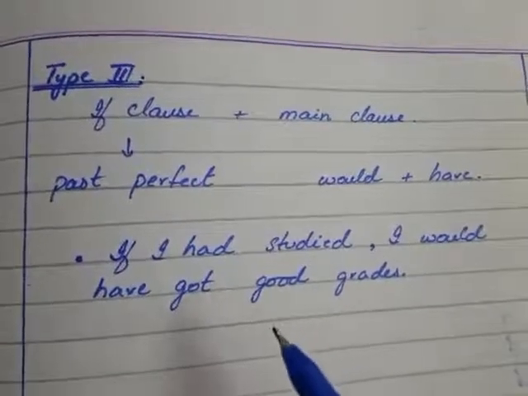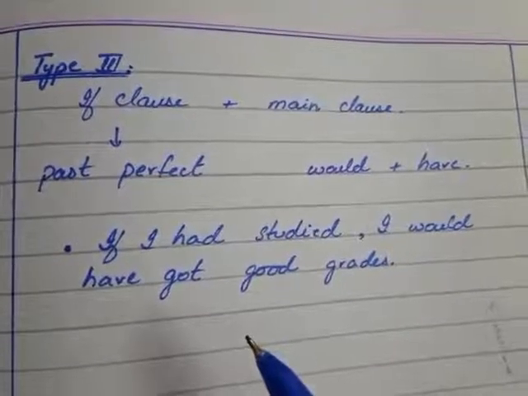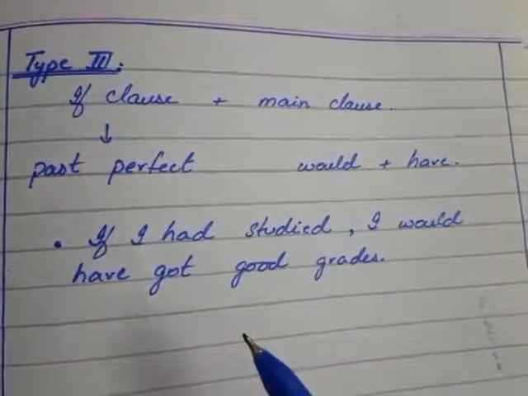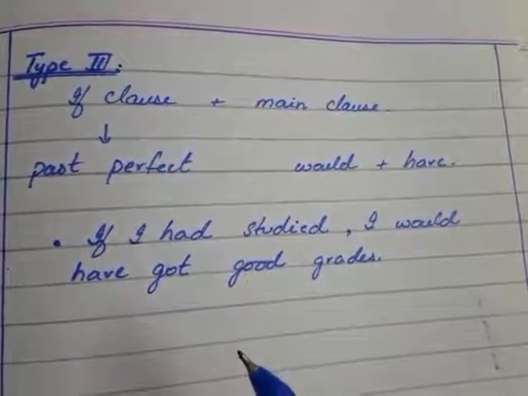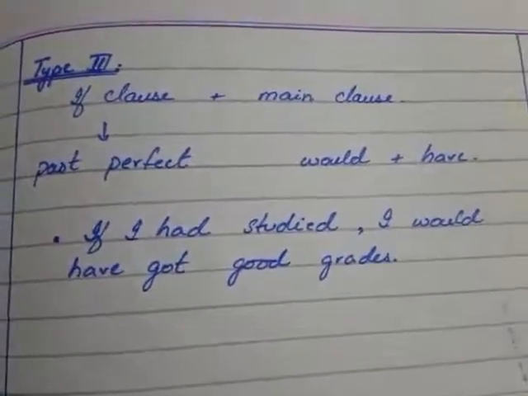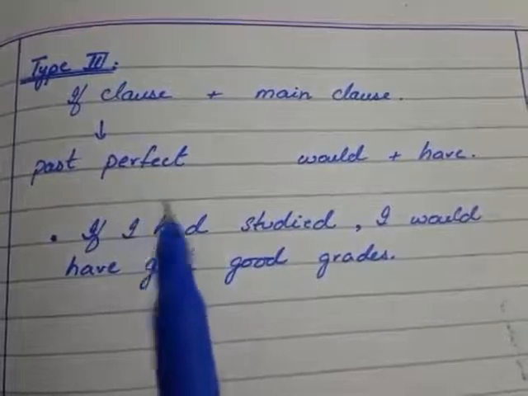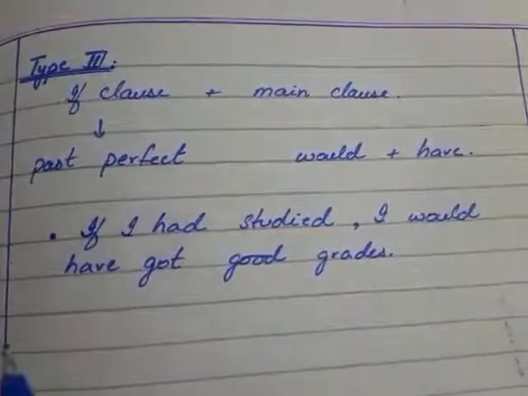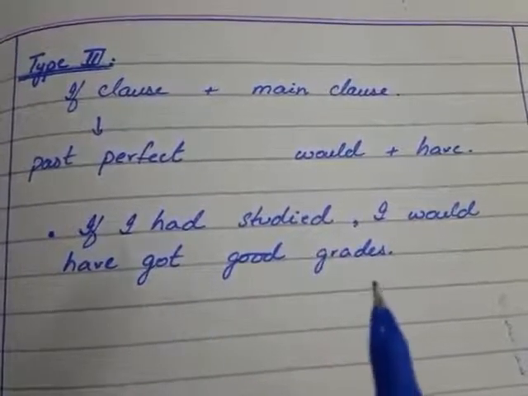Conditional type 3. This type of a sentence is used to show that if something different had happened in the past, then the present circumstances or the situation would have been different. In if clause, past perfect tense is used, and in main clause, would have is used. For example, if I had studied, I would have got good grades.